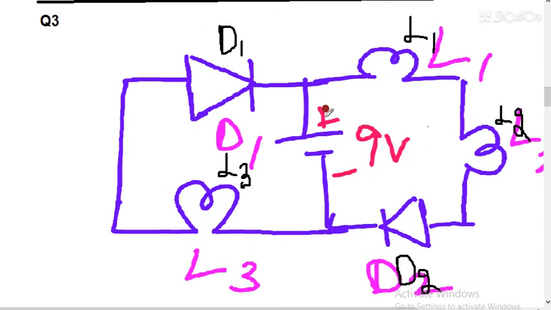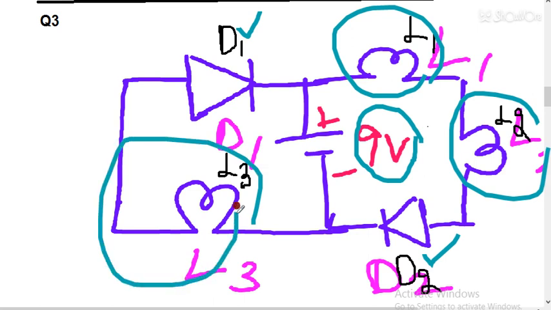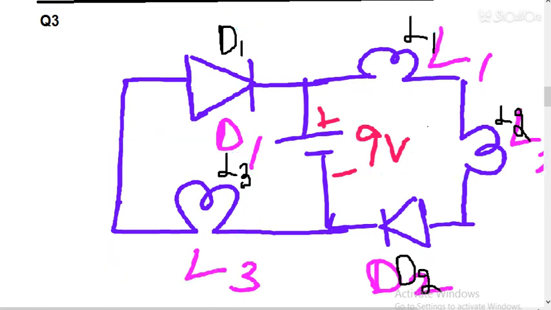So this is question number 3. A 9 volt battery is connected here. This is the 9 volt battery and this is diode D1, diode D2, and L2, L1 and L3. So 3 lights are there, one battery is there and 2 diodes are there. So we have to solve this question.